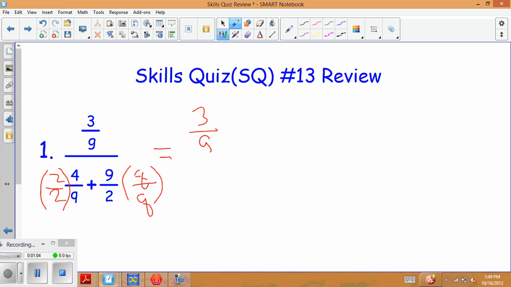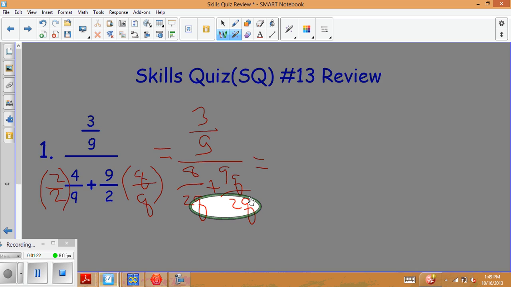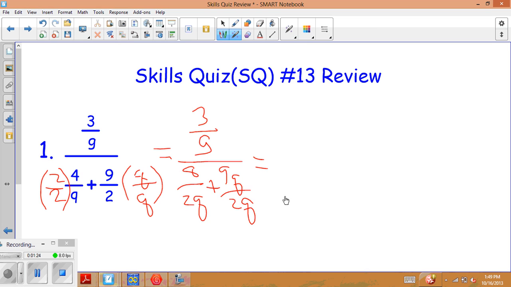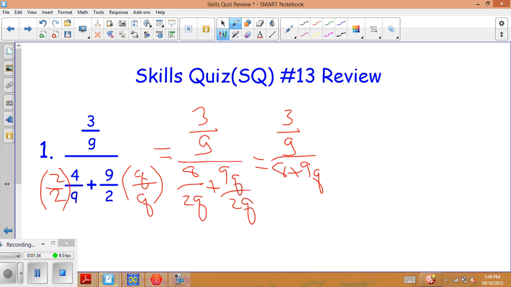3 over g, all of that over 8 over 2q plus 9q over 2q. And so that simplifies because we have common denominators. See, those guys right there are common denominators. So this will all be able to be simplified by saying 3 over g divided by 8 plus 9q over 2q.